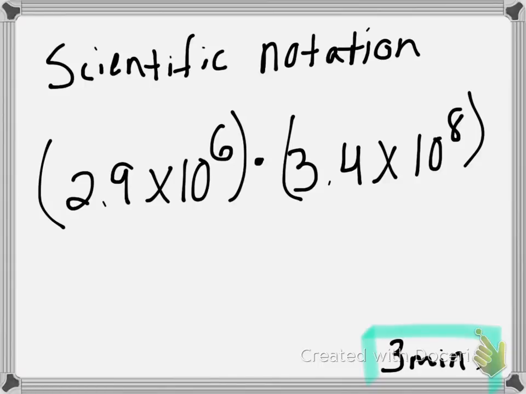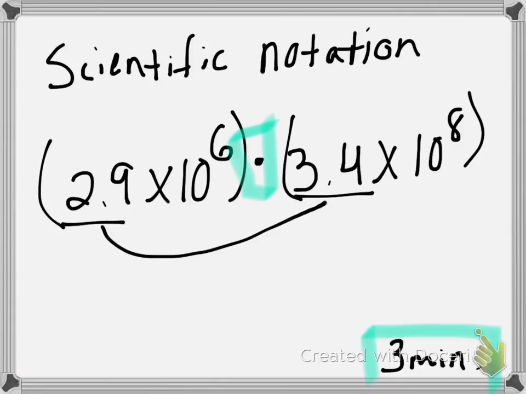Okay, now for scientific notation, you're going to have to look at the operation in the middle. It is multiplication, so that means you're going to take this number times this number. When I type that in my trusty calculator, I get 9.86. Okay, my decimal's in the right place, so that's a good sign.